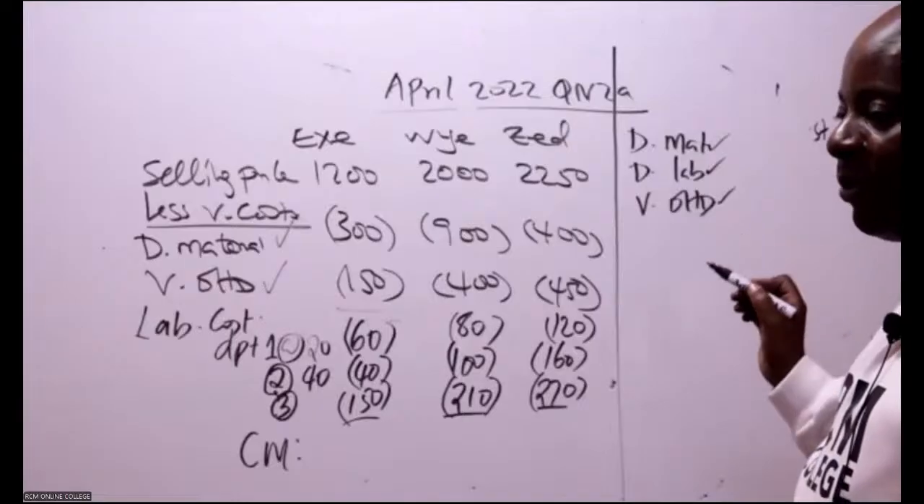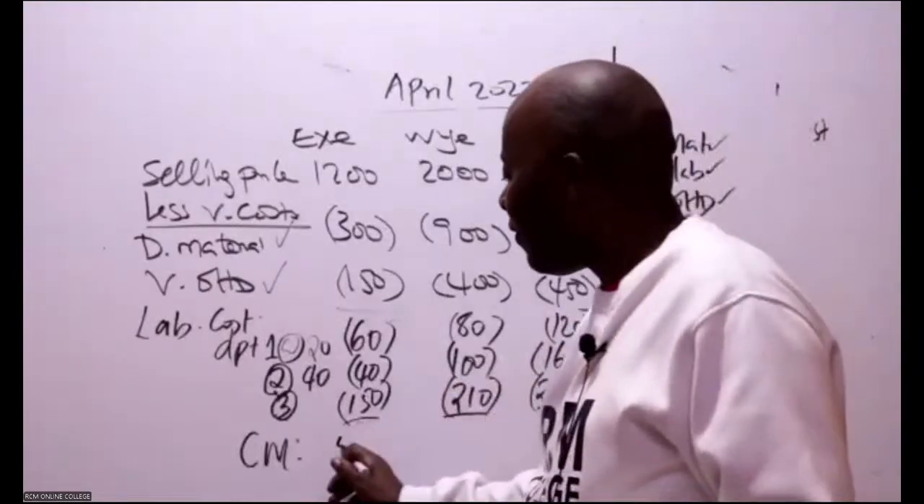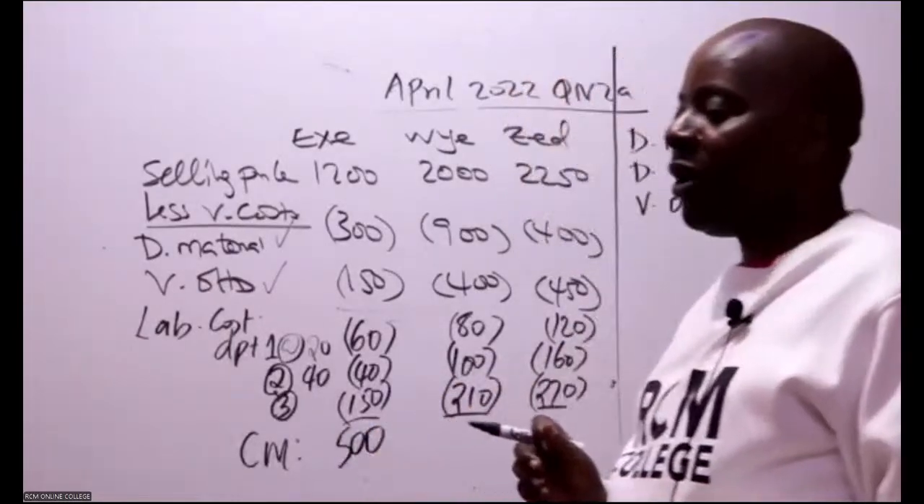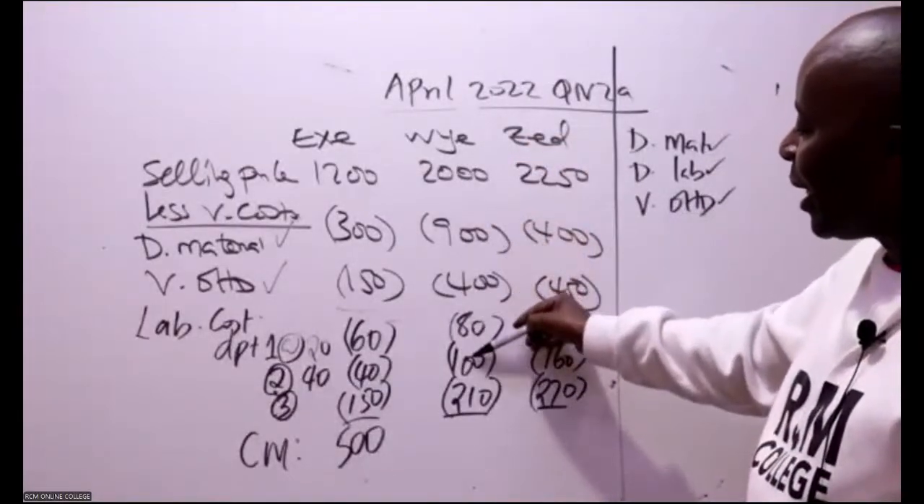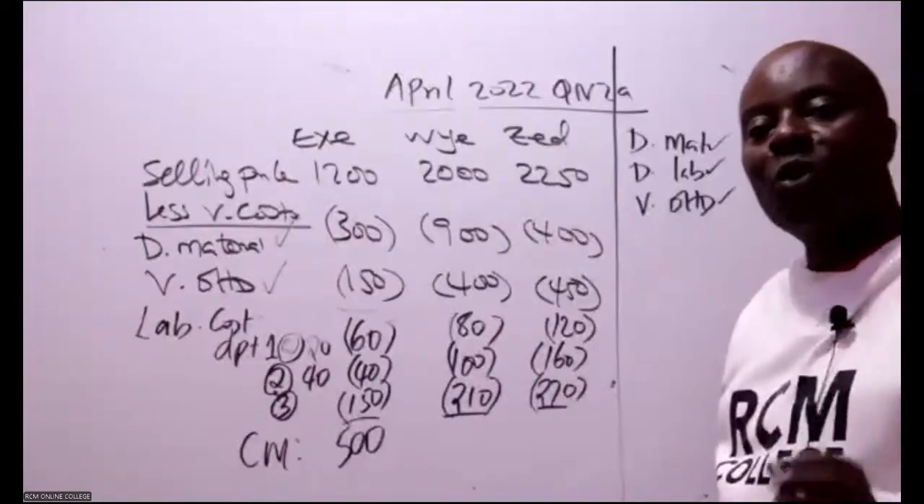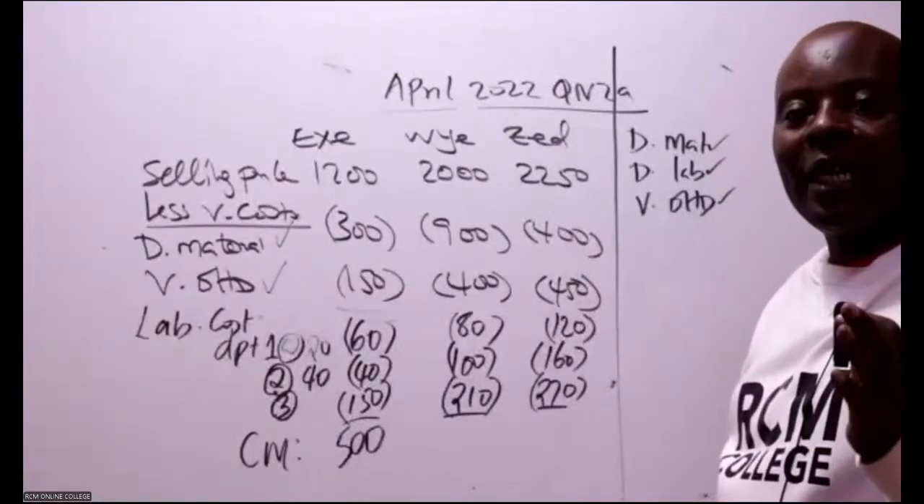So X, I'm being told, is 500. For Y, you take 2000 minus this, minus this, minus this, minus this, minus this. If you get a negative contribution margin, that is dangerous.